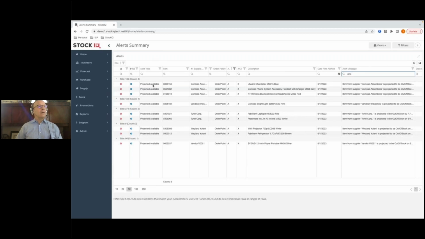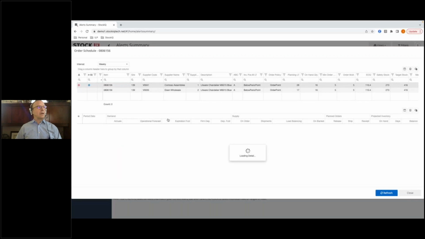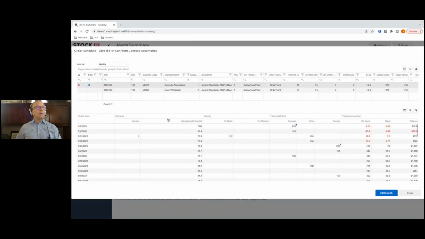So again, StockIQ is going to be evaluating all of your plans for every single SKU. It might be tens of thousands or thousands, but these alerts are really set up to identify and pinpoint where action is needed. When we get to this information, then the planner has the ability to research them. So for instance, on this particular item, I may need to look at the order schedule, which is the MRP plan for this item, and identify what's going on with it.